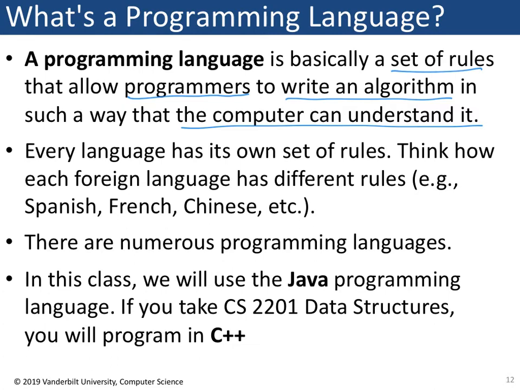Now, every language has its own set of rules. English, Chinese, every traditional spoken language has a set of rules. The same is true of programming languages, and there are many programming languages. In this class, we will focus on Java. Should you continue on to 2201, which is data structures, C++ will be the programming language you will use.